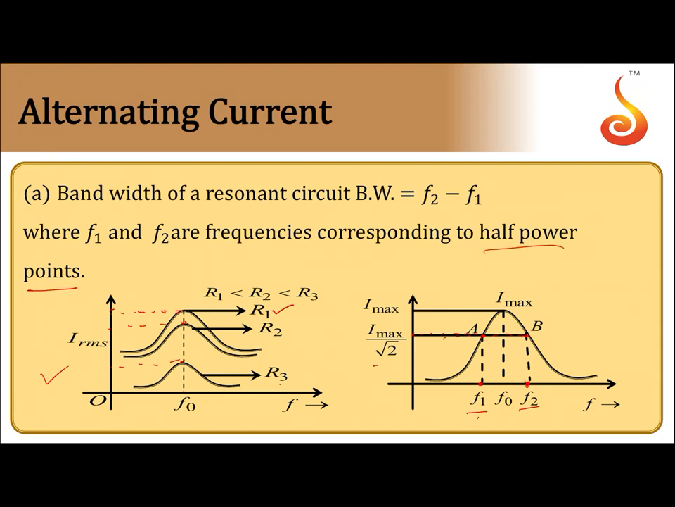At half power frequencies, if you take the difference between f2 and f1, that will give you the band of frequencies. This band of frequencies is called the bandwidth of resonance. These two frequencies will be symmetrically placed with respect to the resonant frequency f0. So whatever is the difference between f2 and f0, the same will be the difference between f1 and f0.